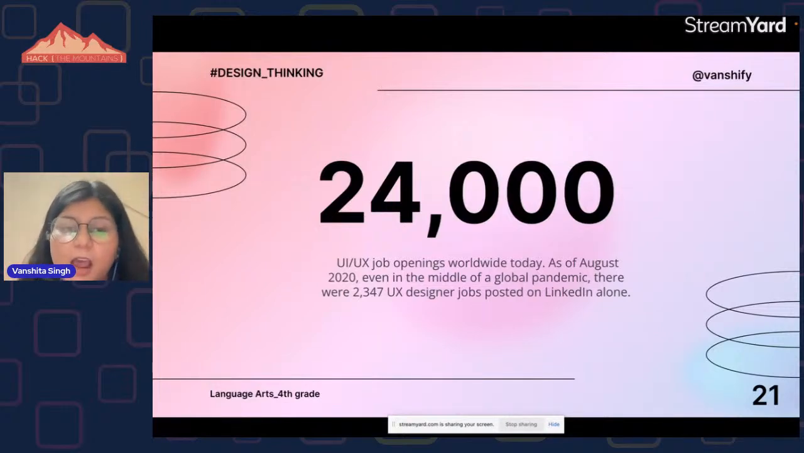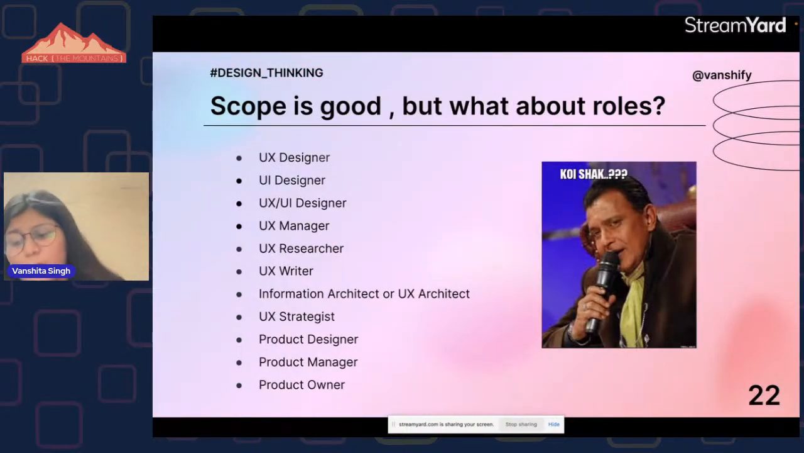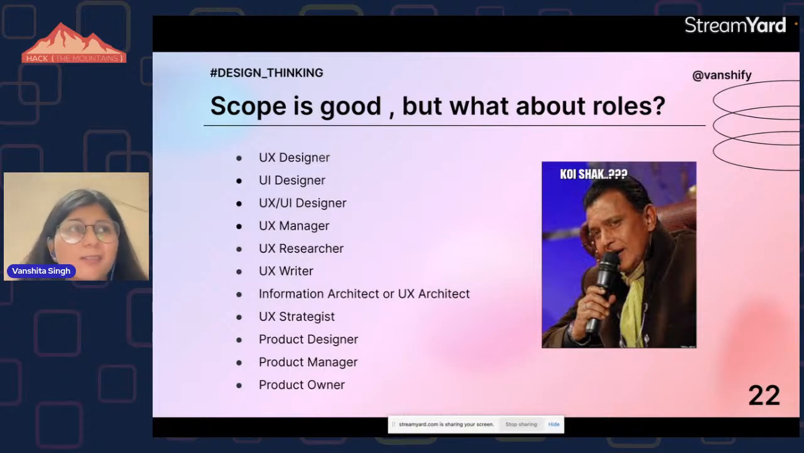So these stats show how vast the UI UX industry and the design industry is, and what the scope of this industry is in the future. There's no if and but for this thing. Scope is good. Okay. Some people ask, okay, scope is good, but what about the roles? There's just one role, UX designer, UI designer. That's it. I can't hear of any other roles.